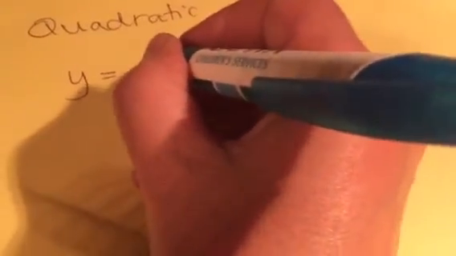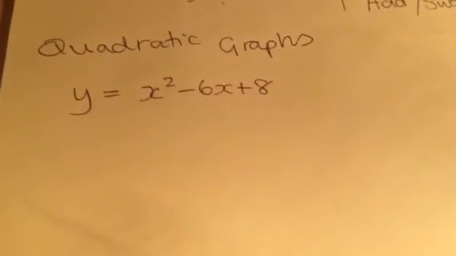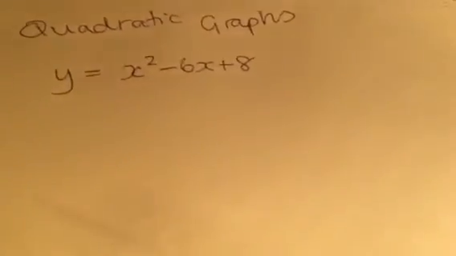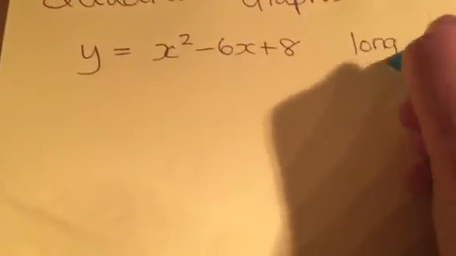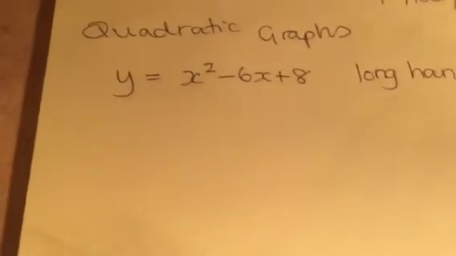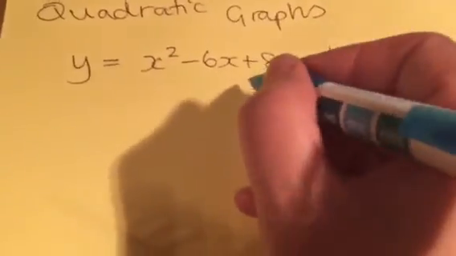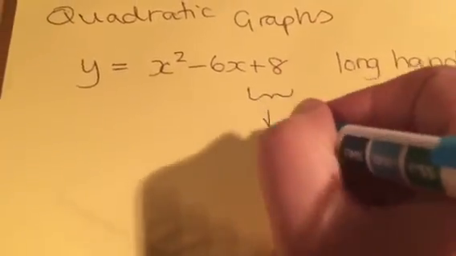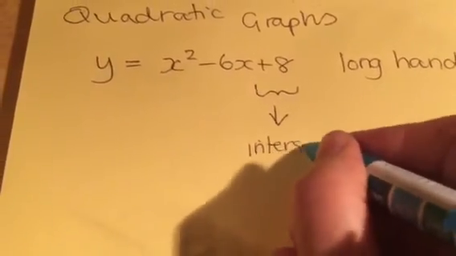The first form is the longhand version, where you have the 3 terms, the x squared, the 6x, and the constant term. So we'll call this the longhand version. y equals x squared minus 6x plus 8. On this one, it's the plus 8 that you look at, and the plus 8 will tell you where it intersects with the y-axis.